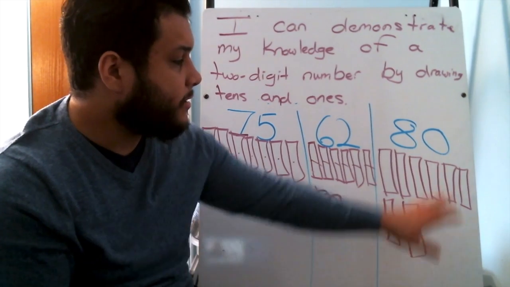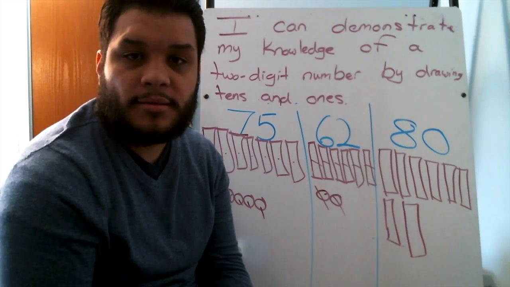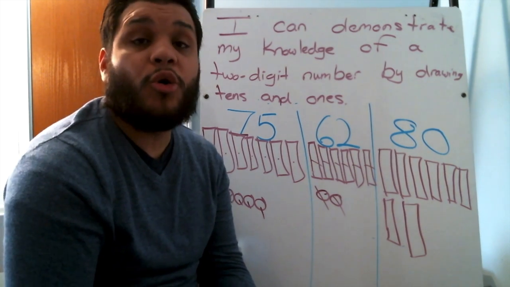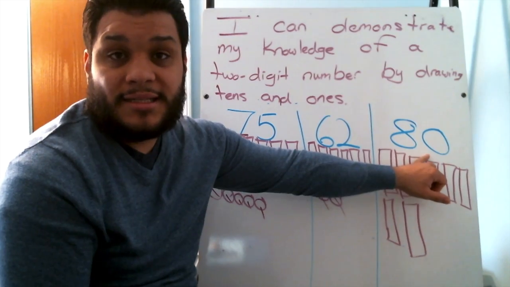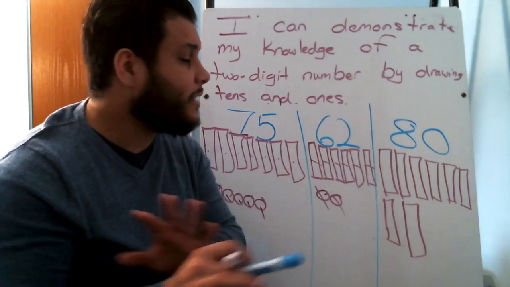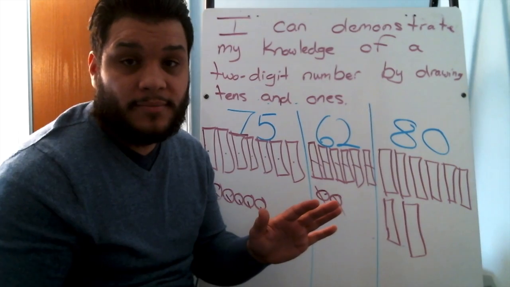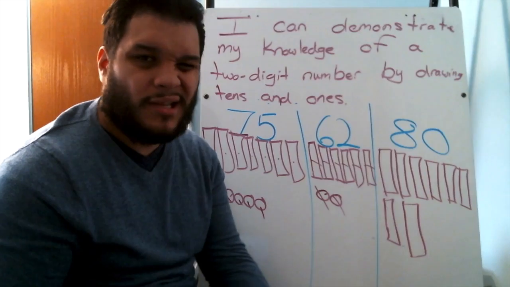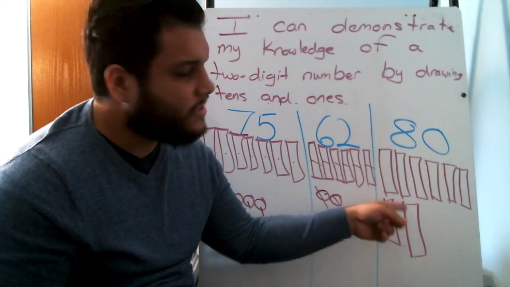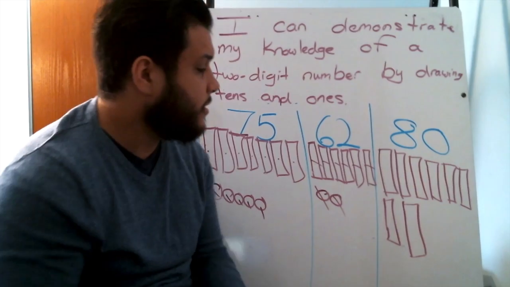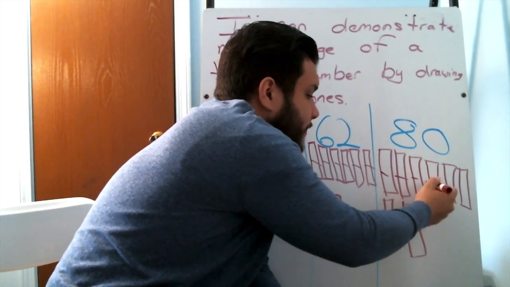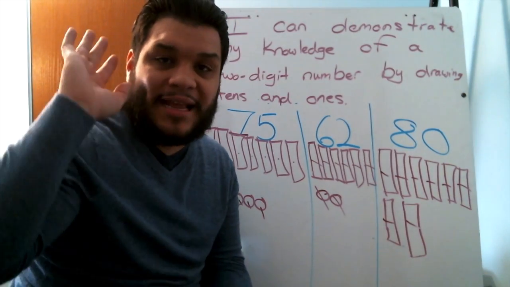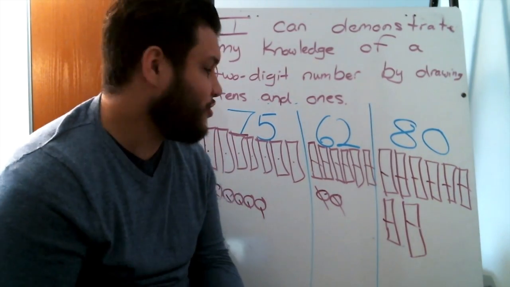And how many ones will I draw for the number 80? 1 one? 2 ones? Oh, 0 ones. 0 means nothing. So I'm not going to draw any ones. There's no ones in the number 80, and I have no ones here. Let me see if my picture still demonstrates this 2-digit number. Let's count. 10, 20, 30, 40, 50, 60, 70, 80. You guys were 3 for 3. Awesome. Now I want to challenge you guys.